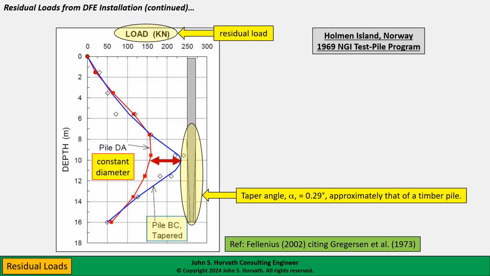Now the interesting thing is, look how much larger the residual load is for pile BC compared to pile DA. As a result, the equilibrium plane for pile BC, the tapered pile, is a little bit deeper. Maybe it's down around 10 meters, whereas here it was perhaps around 9 meters or so.